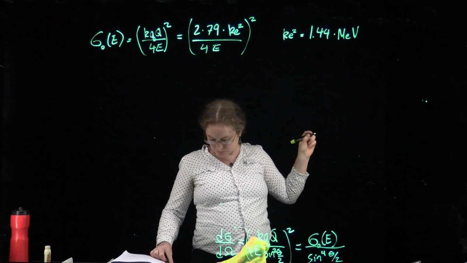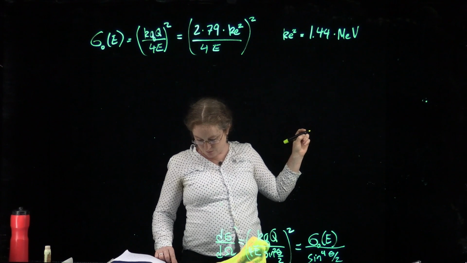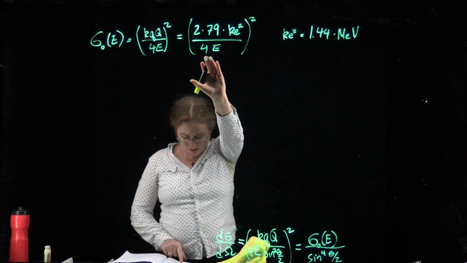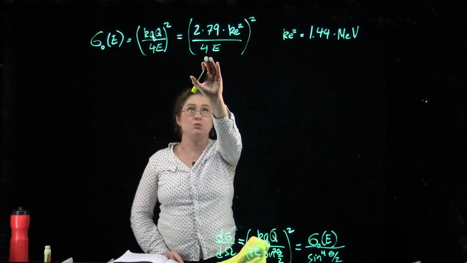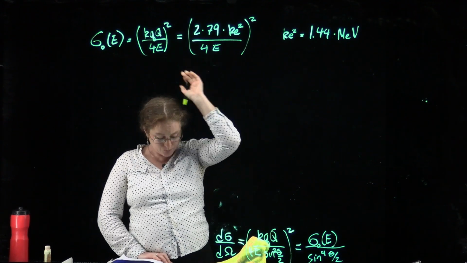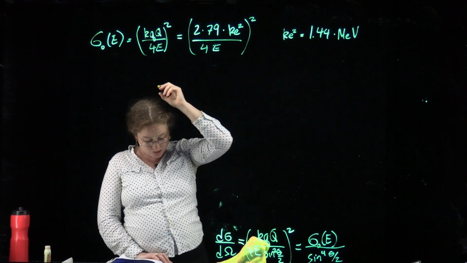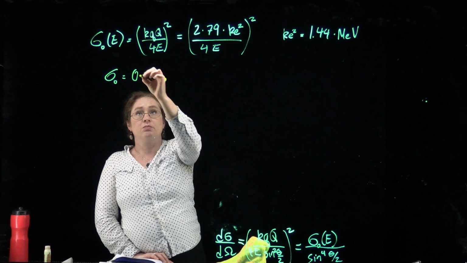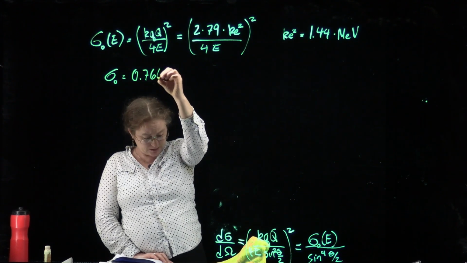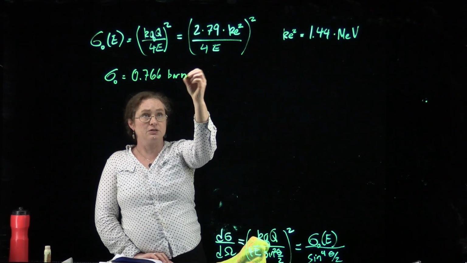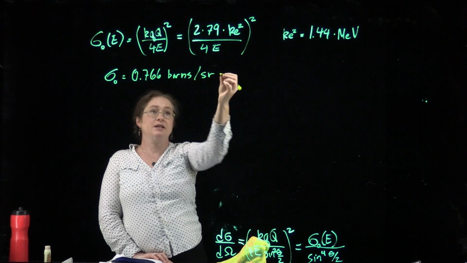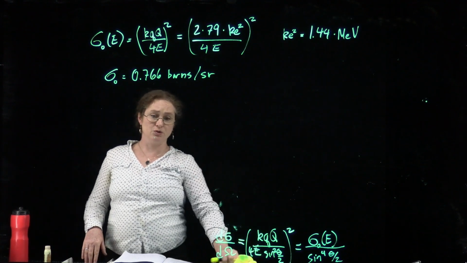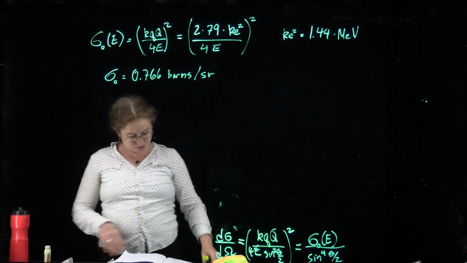And then for an incoming beam of 6.5 mega electron volts, this turns out to be 0.766 barns per steradian. It has to have per steradian because we're going to get a differential cross section.